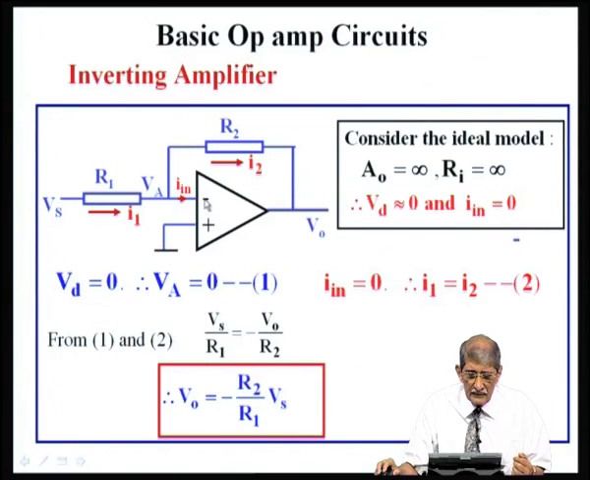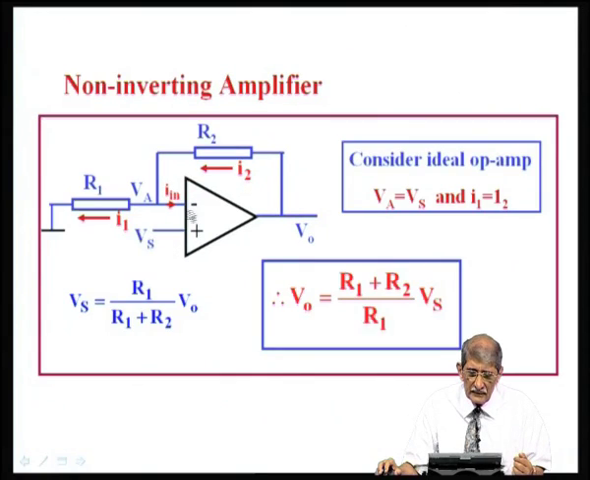Now, instead of grounding the non-inverting terminal, let us do one thing. Let us apply the signal to the plus terminal, which is the non-inverting terminal, and connect the resistors R1 and R2 between the output and ground, like this.